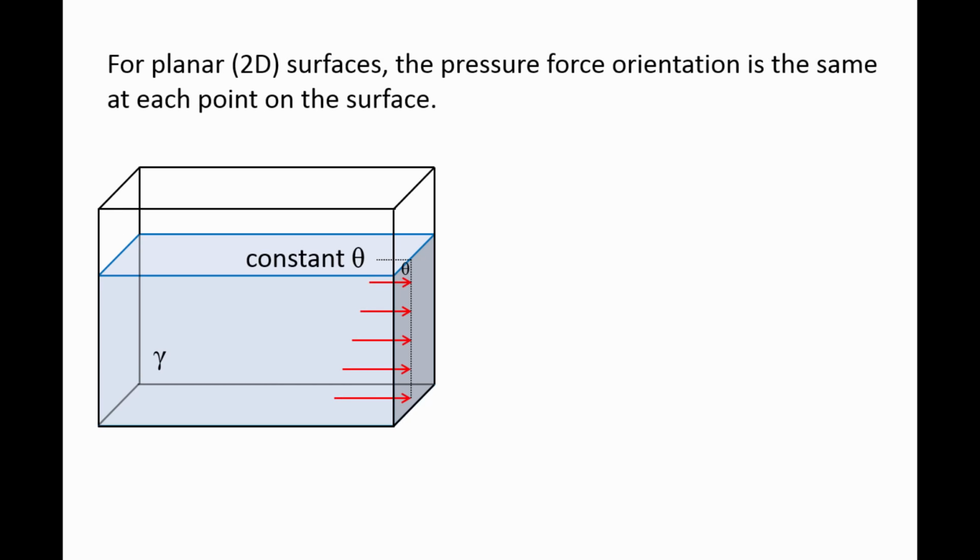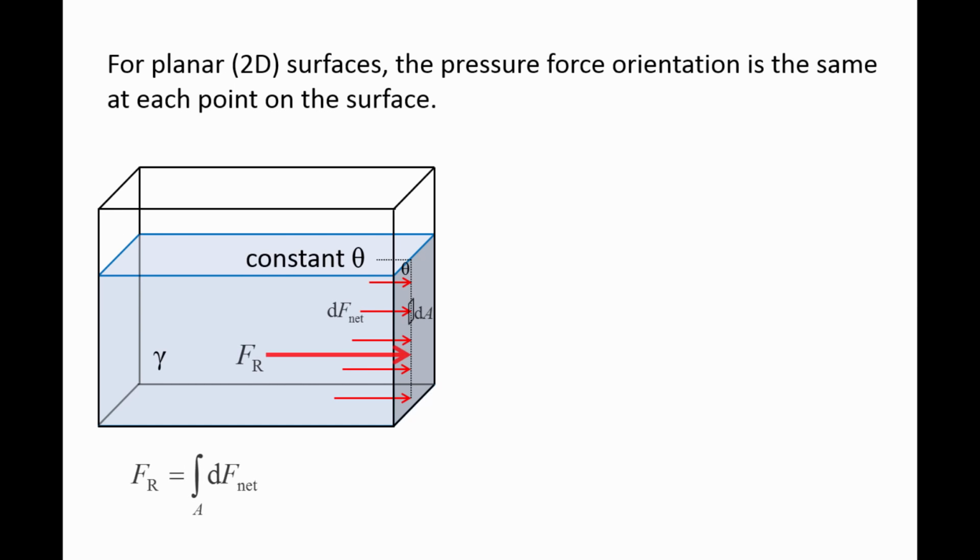Although the pressure force increases with depth along the wall, notice that it always points in the same direction, toward the right. This is because the pressure force acts normal to the wall and the wall does not change its orientation relative to the free surface.